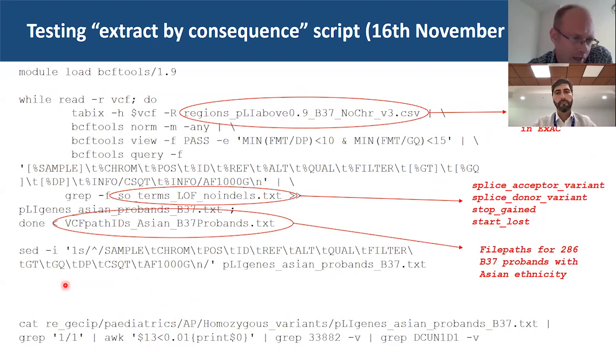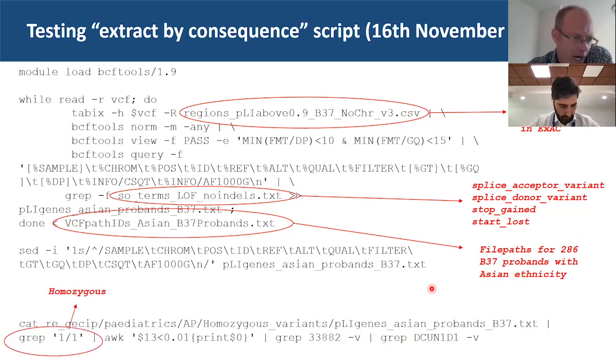So this slide I'll just go over quickly, more for the bioinformaticians. This was the extract by consequence script that was provided. It was very simple. We just had to switch basically 3 bits of that script. First of all, this was the region file for 3,000 genes with a high pLI score from ExAC. The second input was what we define as loss of functions, so these SO terms. And then this last input was the file paths for these 286 Build 37 probands of Asian ethnicity.